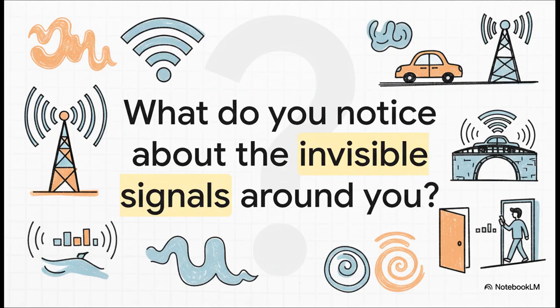So, we've covered how radio waves are born, how we describe them, how they travel and interact with the world, and how we harness them. The next time you lose a Wi-Fi bar walking into another room, or your car radio fades out when you go under a bridge, you'll know exactly what's happening. So now that you know the rules of this invisible world, what do you notice about the signals that are all around you every day?